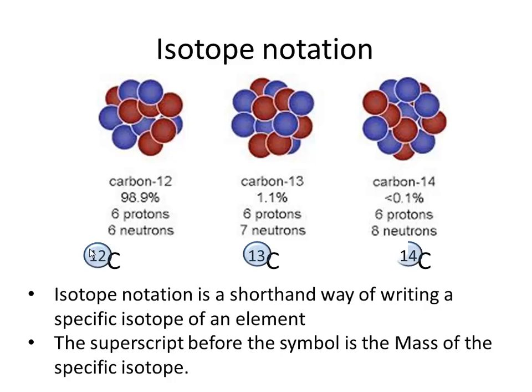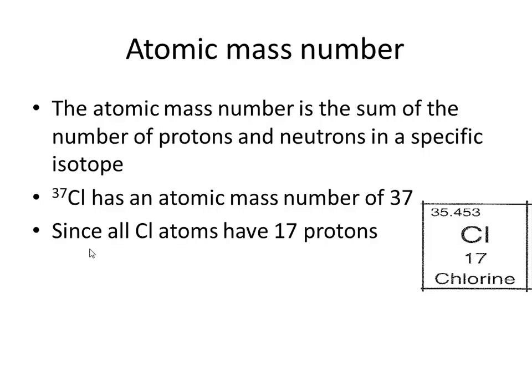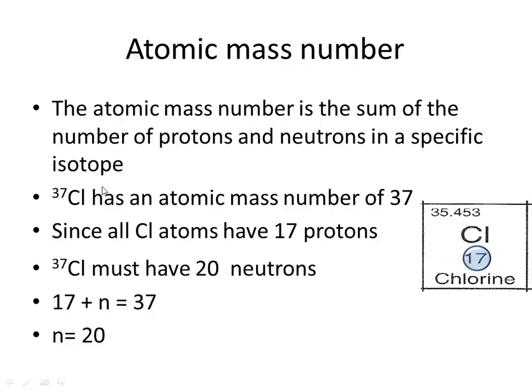So, moving forward. Atomic mass number is the average. This is all review, guys. All chlorine atoms have 17 protons. Chlorine 37 has 20 neutrons. This is how we figure this out: the total of 17 plus the number of neutrons is 37, so the number of neutrons has to be 20.